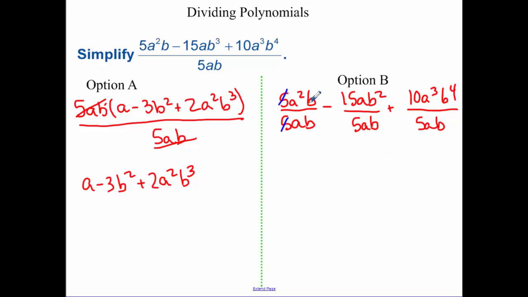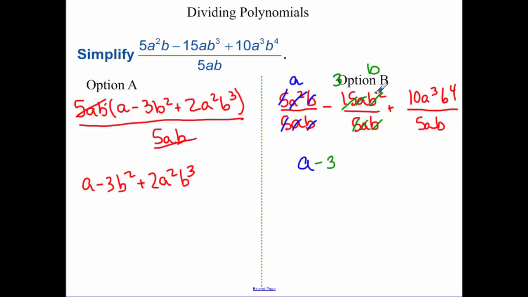So then from here, just cancel. The 5's cancel. The b's cancel. A cancels and that becomes just an A. So I'm left with just an A for that first term. Minus 5 and 15 cancel to be a 3. A and A cancel. B squared and B cancel so that I have a B on top. So that should be a 3.